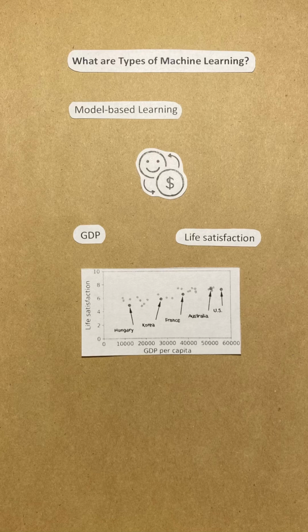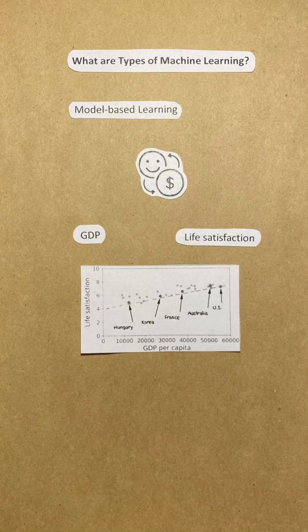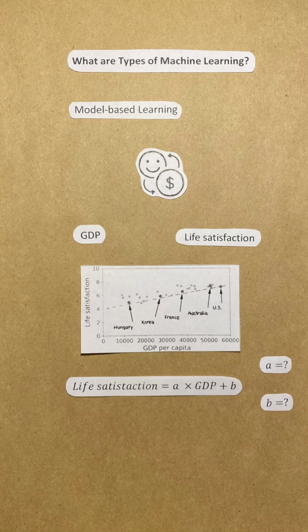When you plot this data, you might see that as GDP increases, so does happiness. This suggests a trend that more money might mean more happiness. You decide to create a simple linear model, like a straight line, to predict happiness based on GDP. The formula might look like this. Here, A and B are parameters you adjust to make the line fit your data best.